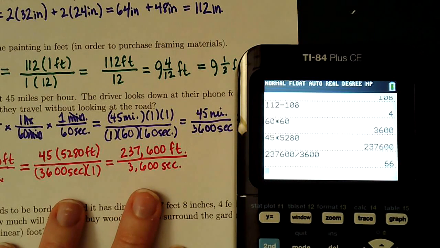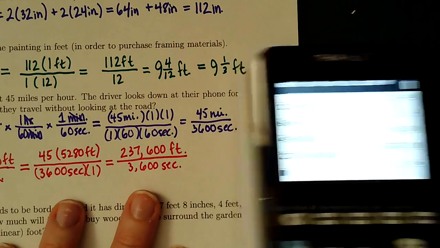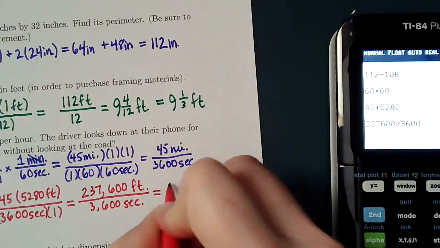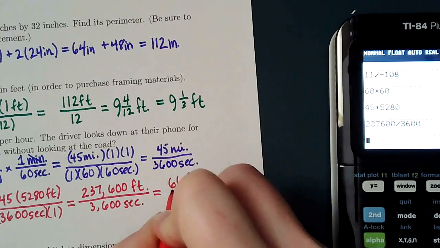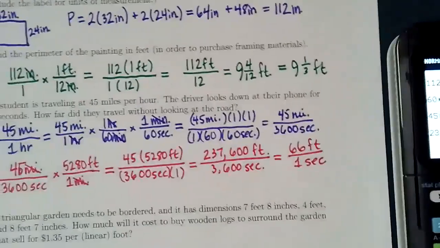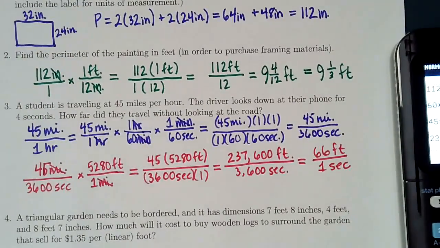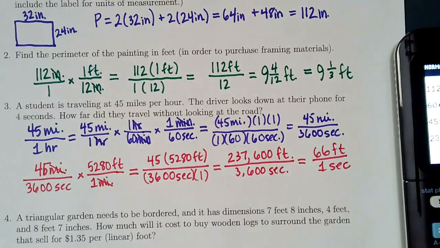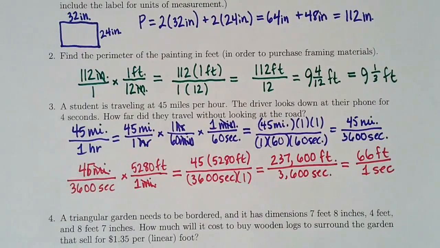Interesting. Okay, so 66 feet in 1 second. Okay, and then we have one more layer, which is the fact that this person looked down or stopped looking at the road for 4 seconds. Okay. Got it. Let's do that.